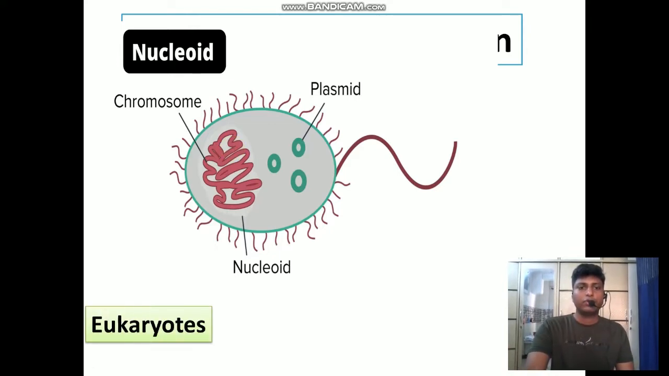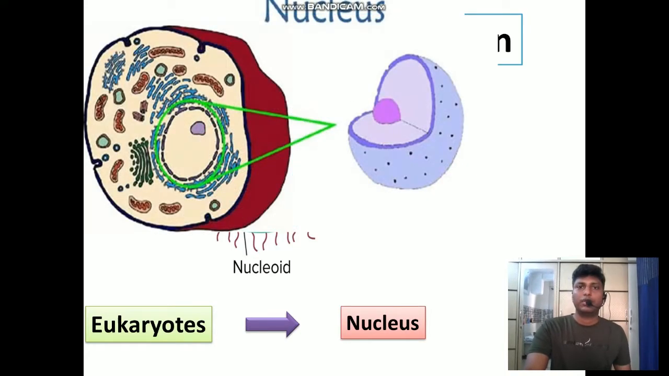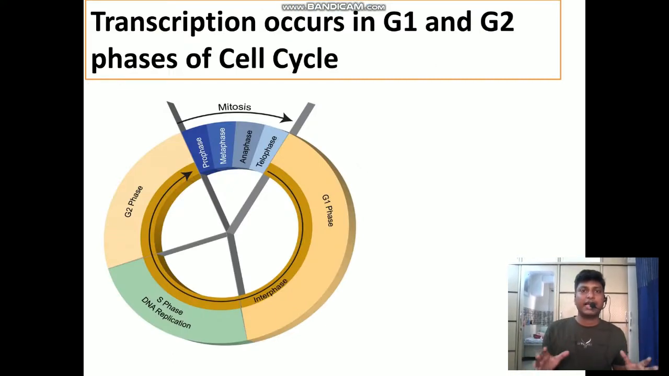Now in case of eukaryotes, the process of transcription is occurring inside the nucleus. And we all know the nucleus is well developed, well defined in case of eukaryotes. As you can see in the screen, the nucleus is present, which is a well developed nucleus. Now going ahead, when does this transcription occur? Dear students, that's the big question, when does this transcription occur in the cell?